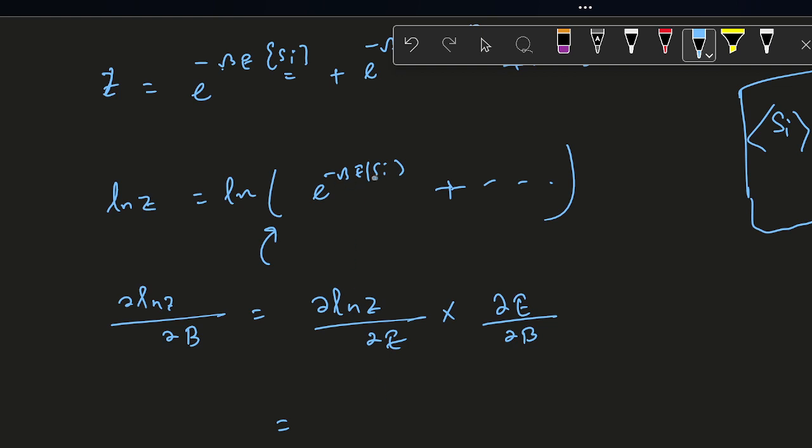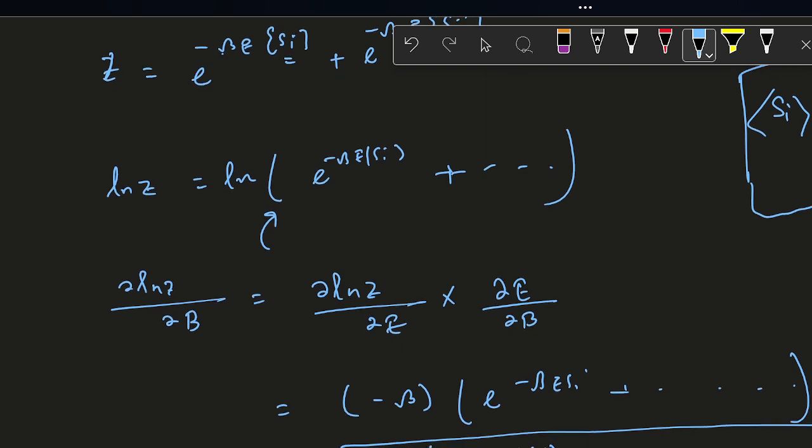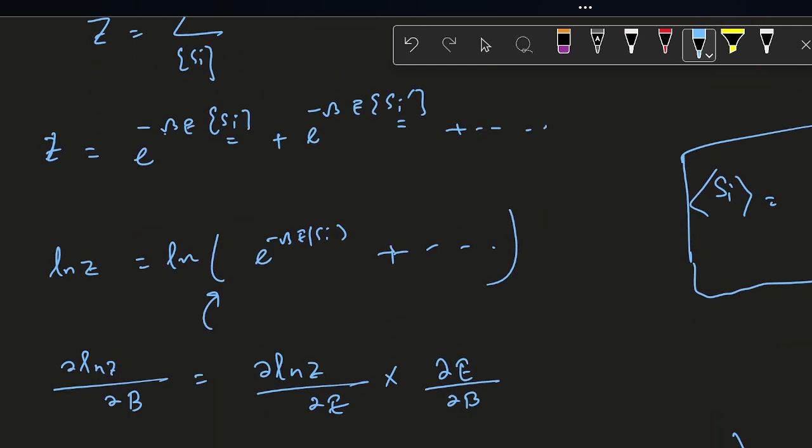So what you get is that from each term this minus beta will come out, and then the rest of the summation goes in the same manner. Because there is a ln term, there will always be a 1 by x kind of term, so that gives you e to the power minus beta E si plus this whole term. This is because we are taking a derivative of the ln term. And this del E by del b was nothing but minus sum over i si.